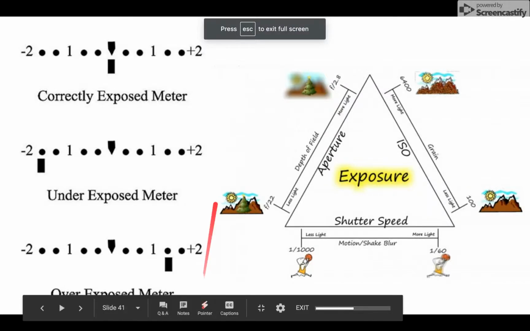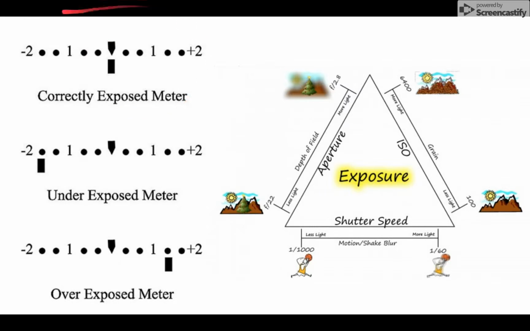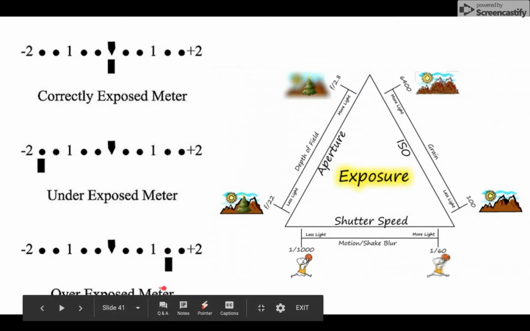Okay, so if you're shooting on manual mode and you look at your light meter, this is an example of a correctly exposed light meter. You'll see this in the viewfinder or on the back screen of your camera. This is an example of an underexposed meter. So it's -2 stops underexposed. And this is an overexposed meter, +1.5 steps overexposed.